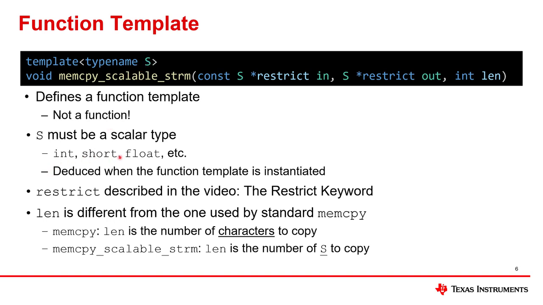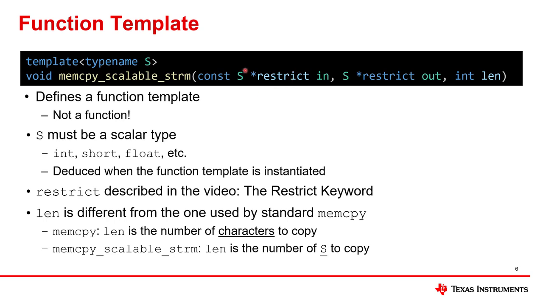Okay, so the type name S is a type name, and it must be a scalar type: int, short, float. That type is not usually explicitly specified, although there is syntax for doing that. It's usually deduced when the function template is instantiated. When you call it, it looks at what in is pointing to, and that's what S becomes. In is pointing to some integers, some type int somethings. Well, then S is an int, and so on.